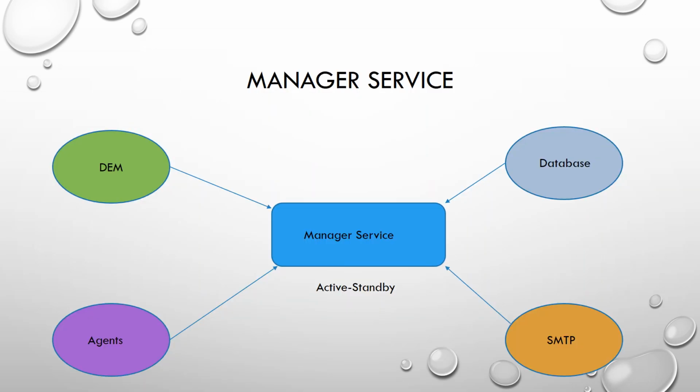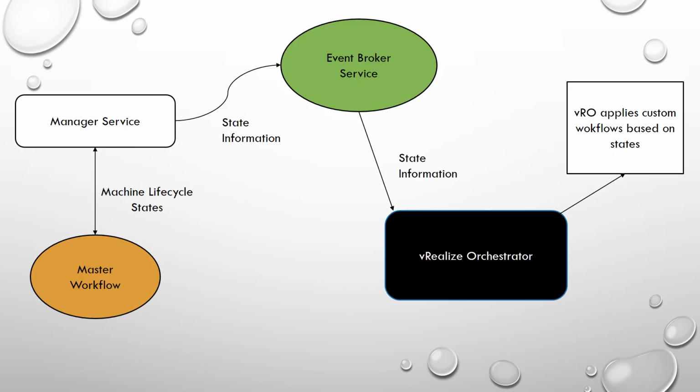The third IIS component is the manager service. It is responsible for the communication between IIS components such as DEMs, which you will know about in a while, the SQL Server database, agents, and SMTP. Now, you can run multiple instances of manager service at a time for high availability, but only one will be active at a time. That is, the instances will be in an active standby configuration, which means that while the primary one works, the secondary one only observes the primary manager service in order to take its place in case it stops.